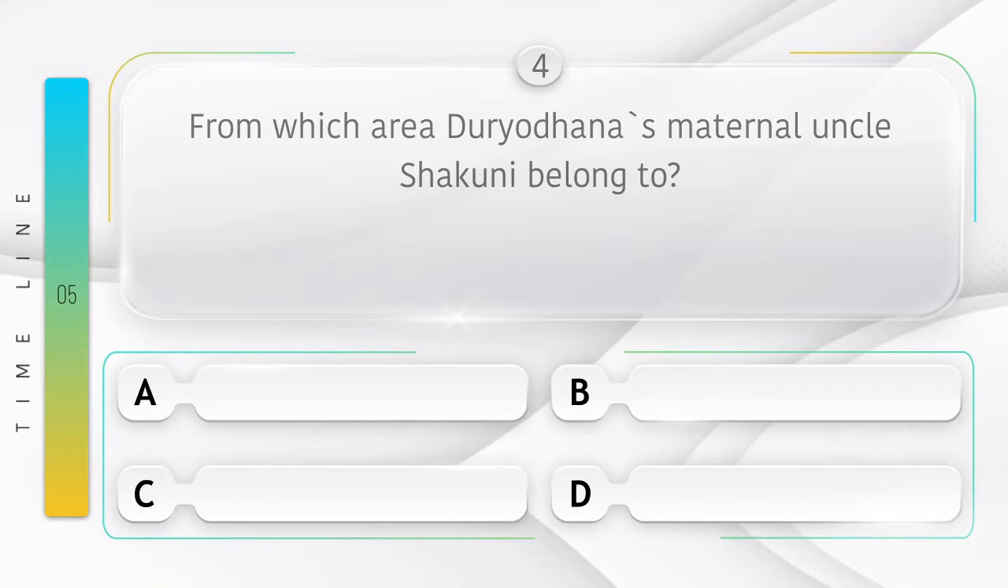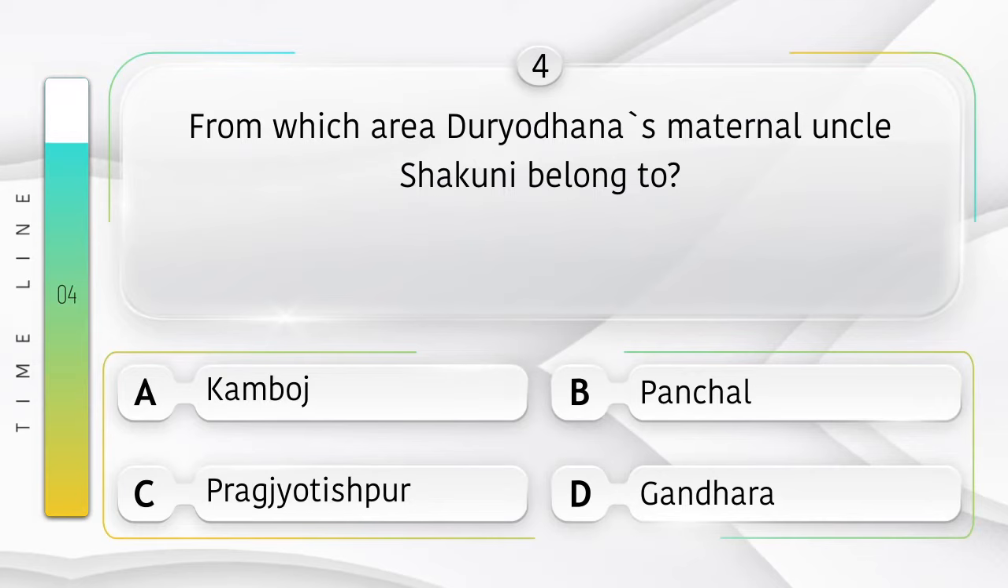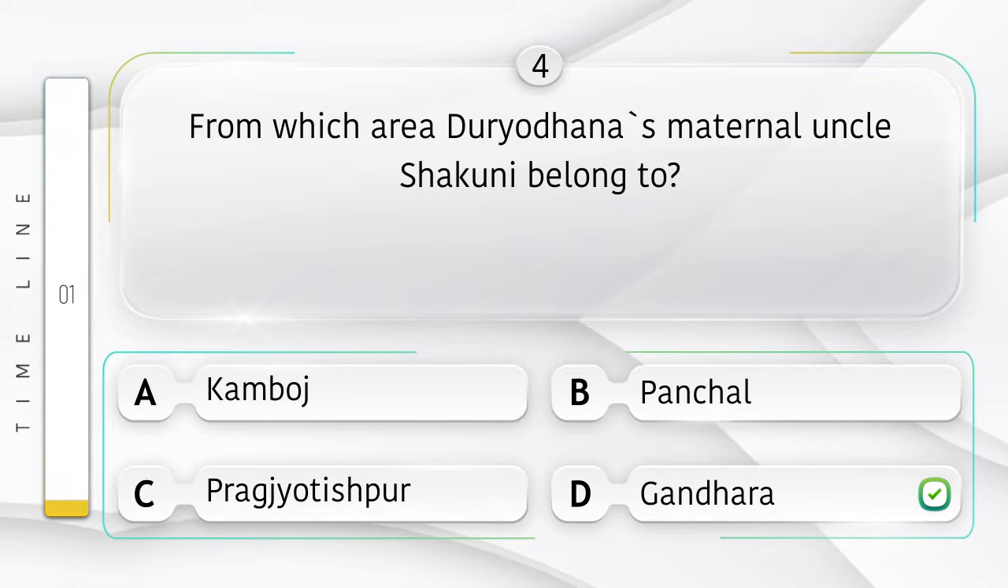From which area did Duryodhana's maternal uncle Shakuni belong? Option A. Kamboj, B. Panchal, C. Pragjyotishpur, D. Gandhar. Answer is option D. Gandhar.